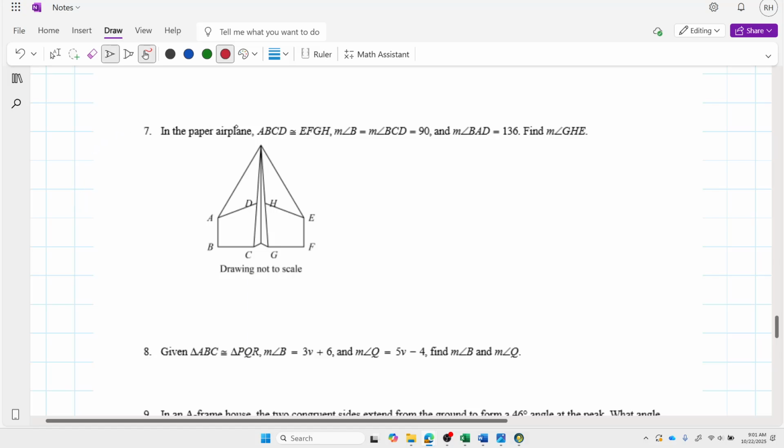In problem number 7, you got a paper airplane. You're told that ABCD is congruent to EFGH. The measure of angle B, which is down here, is equal to the measure of angle BCD, which is right here, which is 90 degrees. So in this picture, angle B and angle C are both 90 degrees. The measure of angle BAD is 136. BAD is right here, this angle.